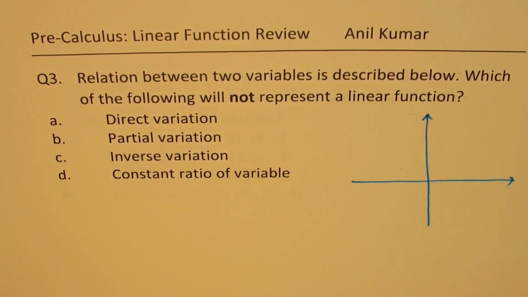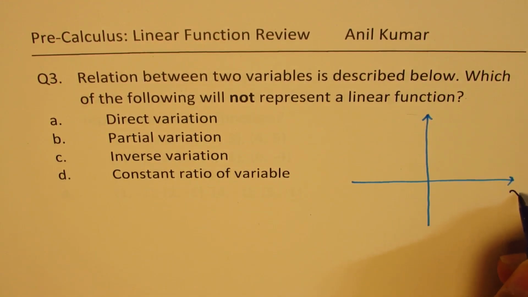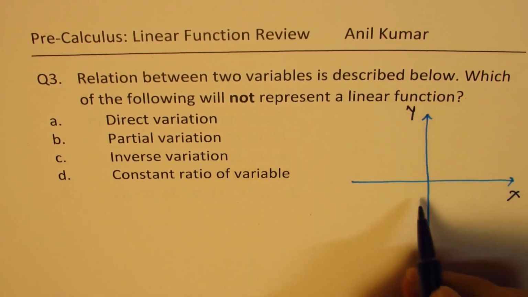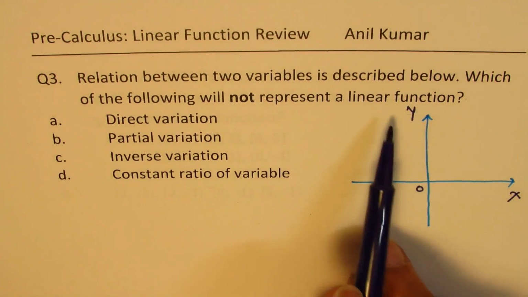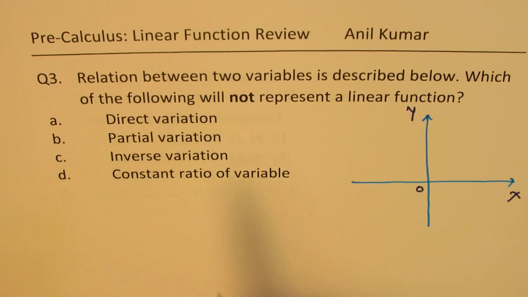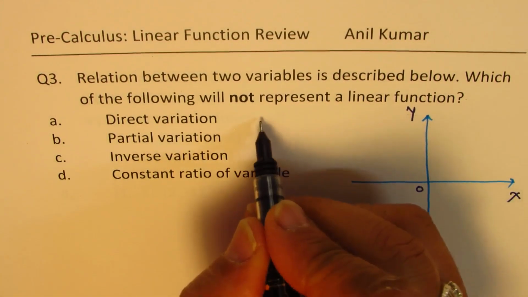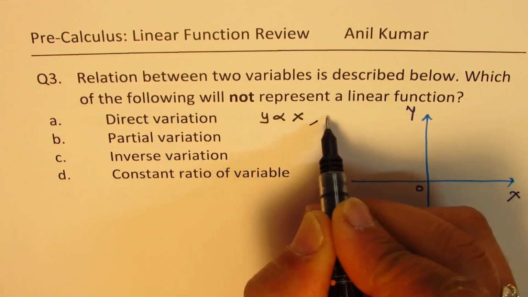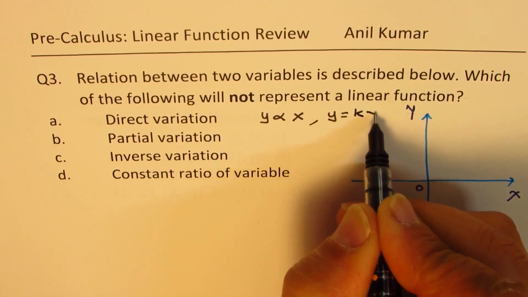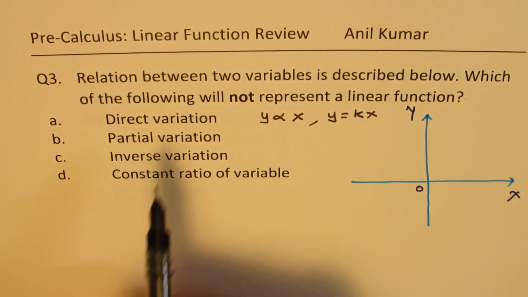So, on a graph, we are always representing x, the independent variable, along the horizontal axis, and the dependent variable y on the vertical axis. So, when I say direct variation, it means what? Direct variation means that y is proportional to x. That is what it is, or y equals k times x. That is the direct variation.